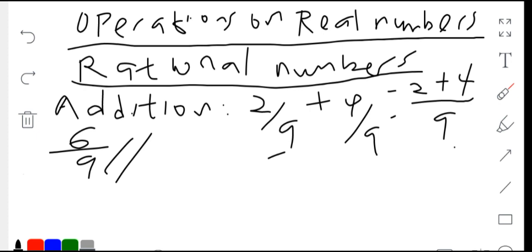So addition of rational numbers: this is a rational number, and this is also a rational number. When you add two rational numbers, it is still going to give us a rational number. Simple as that. Subtraction now.